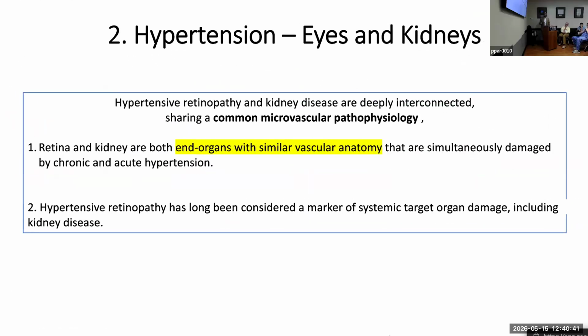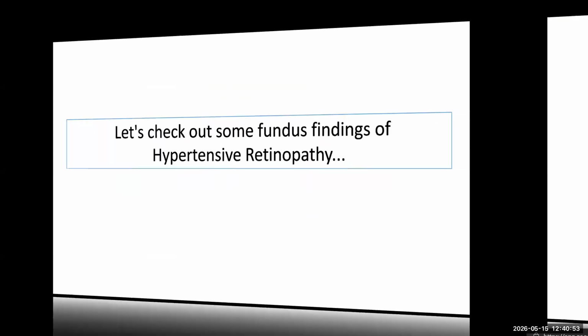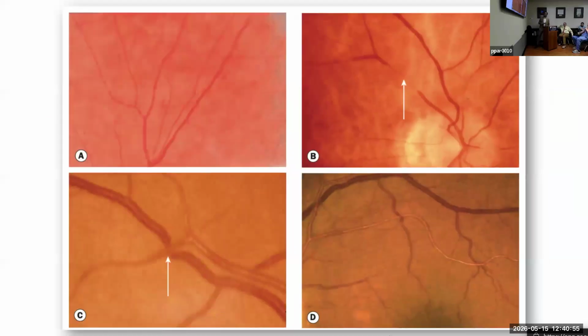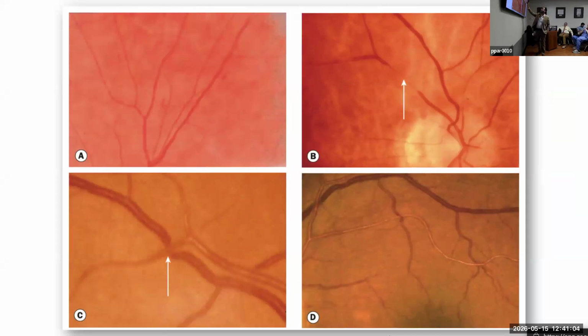So now coming to the hypertension side. Eyes and kidneys in hypertension are deeply interconnected, sharing microvascular pathophysiology, and they are both end organs with similar vascular anatomy. So there are some fundus findings that we can look for in the eyes. There are 4 things that I'm showing right now. This is diffuse vascular narrowing that we see in high blood pressure patients.